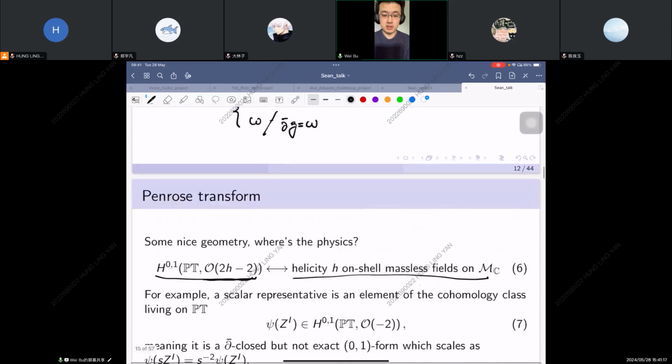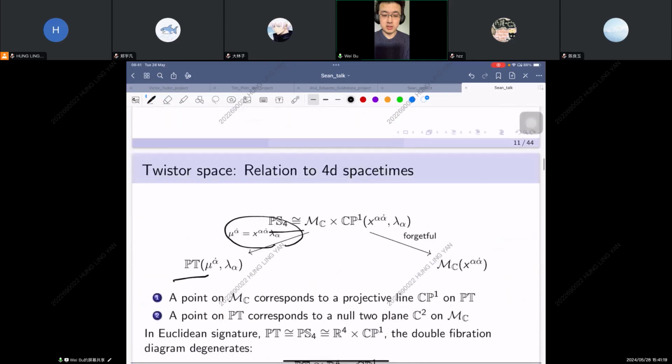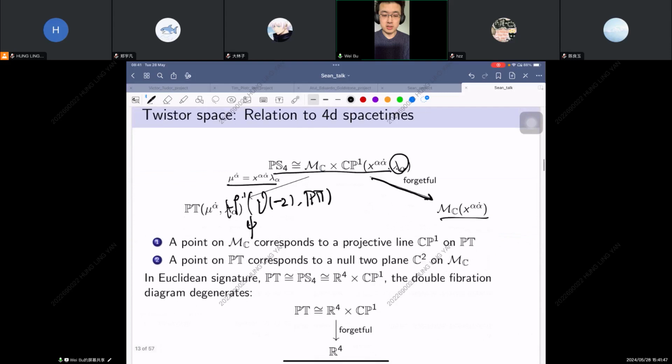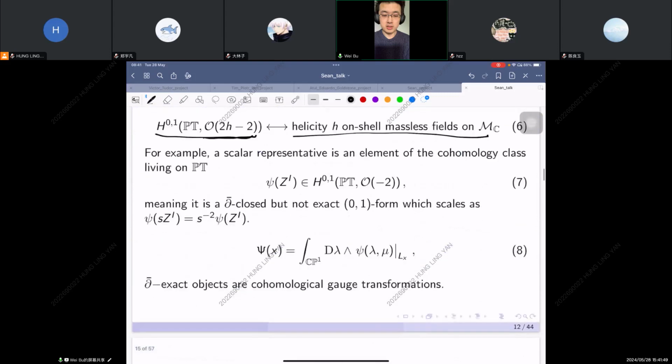So how does this work? If I hand you some homogeneous weight, say 0, sorry, -2, H01 on PT, you're starting here. And I claim this is a scalar on spacetime. So how do you go about seeing this? You start with the section psi, and then pull it back with the incidence relation onto this space. And then you integrate out all the possible choices with CP1. That's the forgetful map. Then you get something on spacetime. This is exactly how it's done.